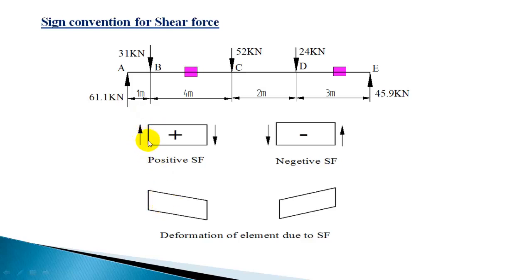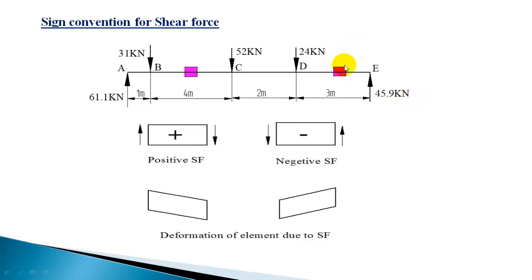So on the left side this may move up and distort the element, and on the right side this can move the fibers down and distort the element like this. So for a beam element, if it is deformed due to these shearing forces, the shear deformation will be like this. This kind of deformation is considered as positive shear force. Positive shear force is when the left side of an element is subjected to an upward force and the right side of the element is subjected to a downward force.